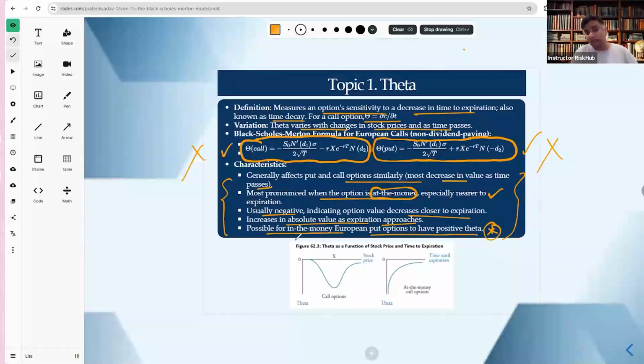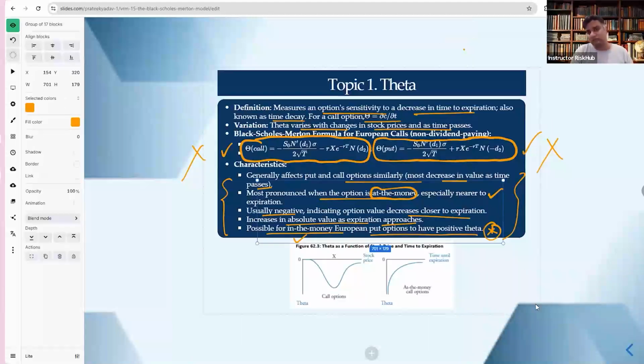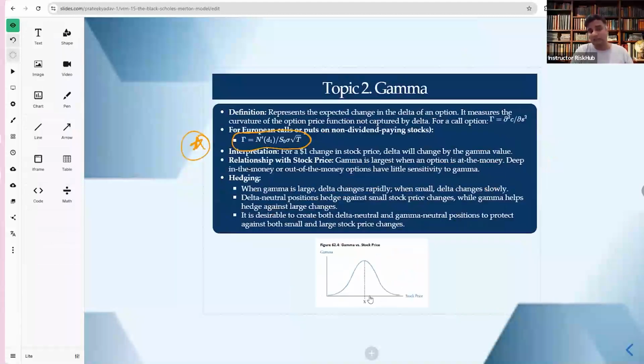Theta can be positive for an in the money European option, right? Sometimes. Very rarely, but sometimes. Don't worry about this diagram. This is just shown how theta moves as a function of call price and how theta moves as a function of time until expiry. If you want to learn it, you learn it, but it's quite complex, right? This chapter is very heavy, right?